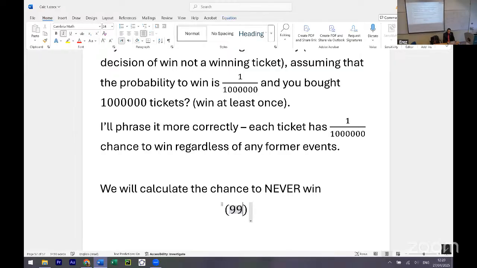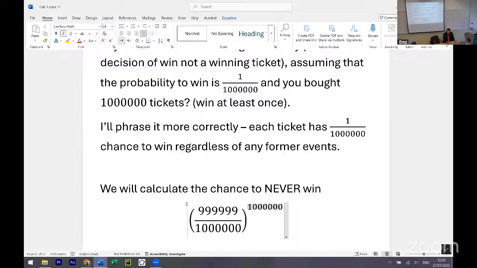Yes, 1, 2, 3 out of a million. Do you agree? What are the chances to not win with 2 tickets? That's squared, right? What are the chances of not winning with 1 million tickets? That is to the power of 1 million.